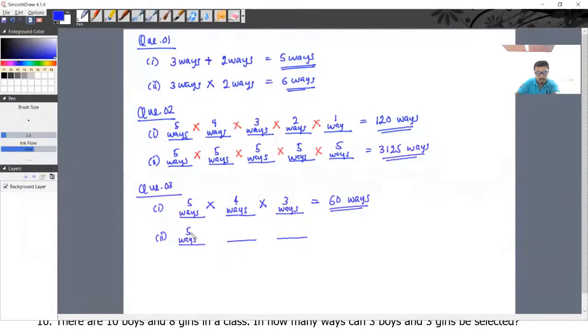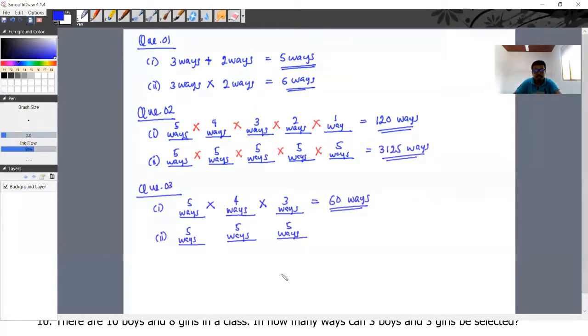5 ways are there. Right? We have 5 options here. And here, if the repetition is allowed, again, how many ways do we have? Again, we have 5 ways. Any of the given 5 digits, we can use here if the repetition is allowed. And here also, we should have how many options? 5 ways. Right?